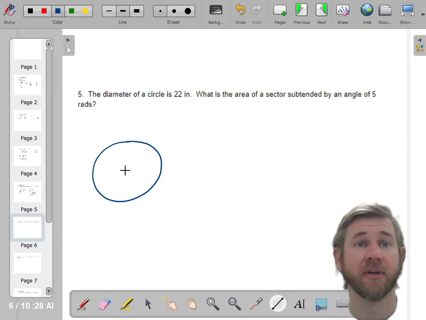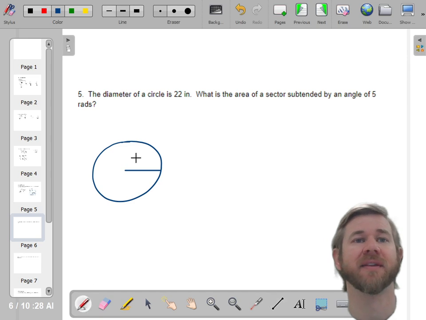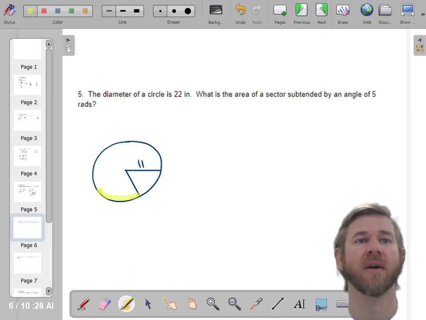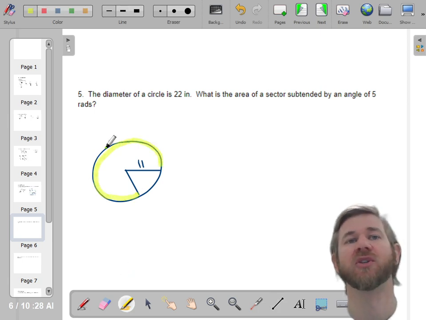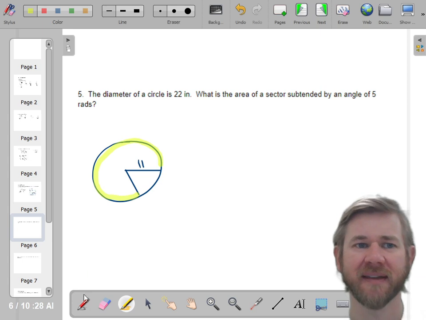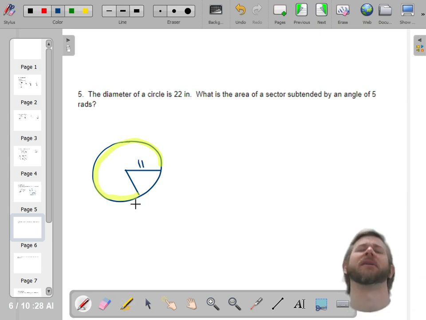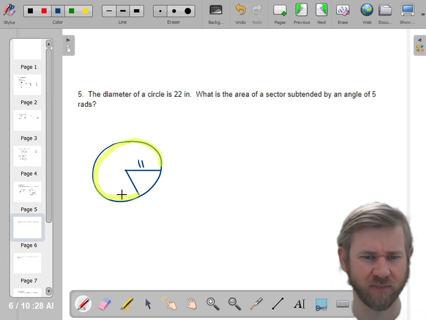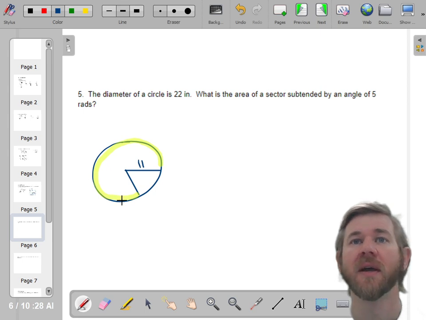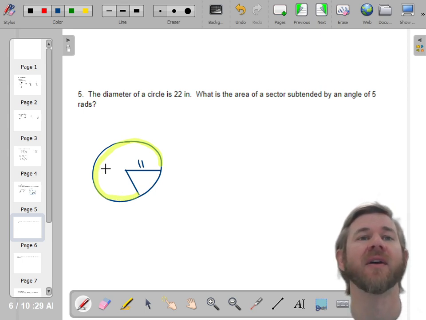All right, the diameter is 22. That means the radius is 11. That's what I really care about. And 5 radians is going to be somewhere down here. Okay, so we're going the long way. 6.28. Remember, 2 pi is 6.28. This kind of looks like a Pac-Man or something. What else do we know? The diameter is 22. The area is 5 radians. So this is 5 radians, and that's all the way around.